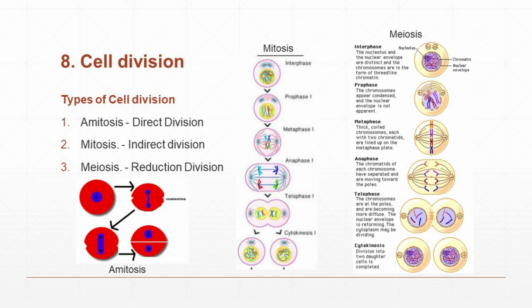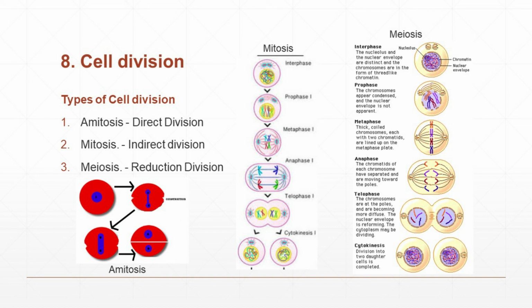Mitosis consists of two events. They are karyokinesis and cytokinesis. Karyokinesis means division of the nucleus into two daughter nuclei. Cytokinesis means division of cytoplasm into two daughter cells by contraction of the cell membrane.